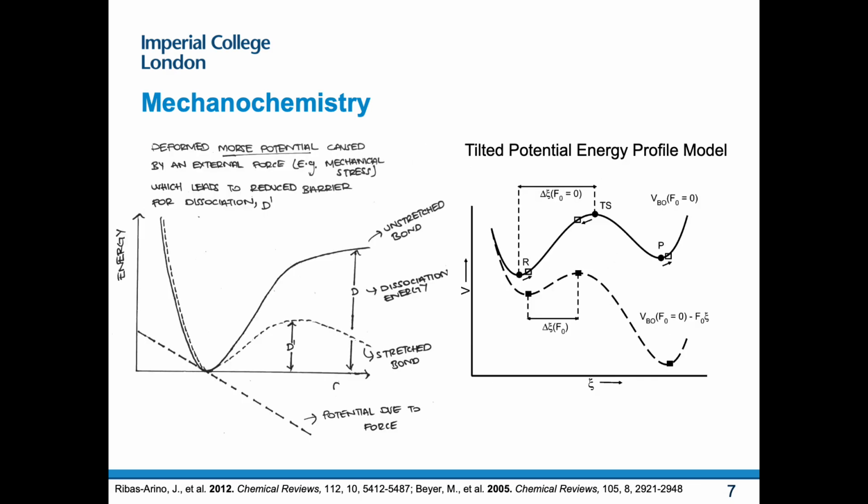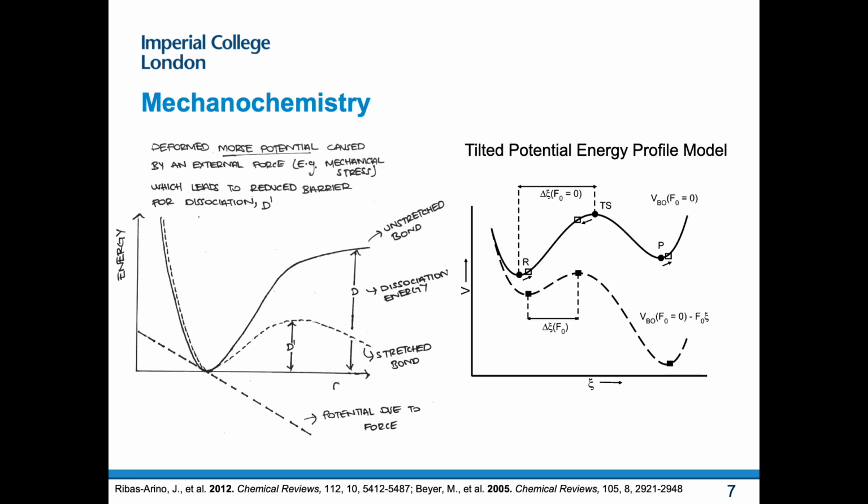Here on the left we can see a Morse potential that describes the interatomic interactions for the potential energy of a diatomic molecule. It clearly shows that for a stretched bond, the dotted line, which is a bond that has undergone some sort of mechanical stress or force, the dissociation energy is reduced significantly as the bond length increases when compared to an unstretched bond.